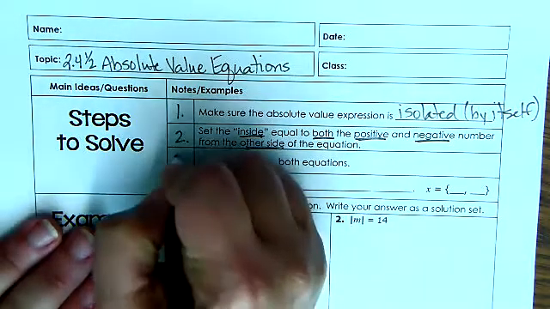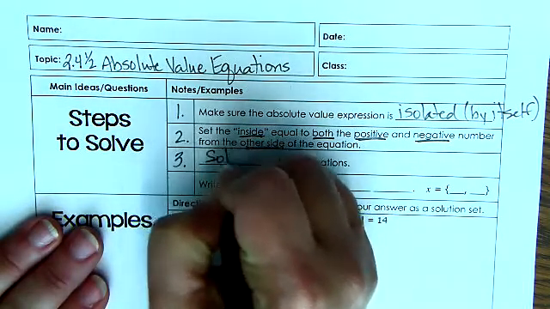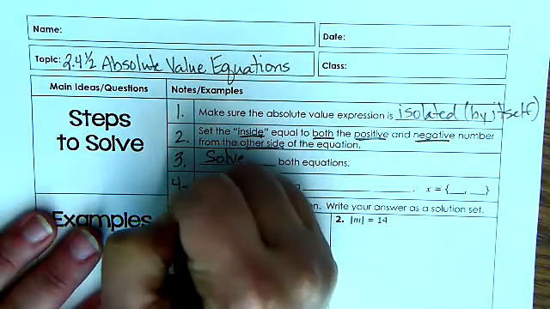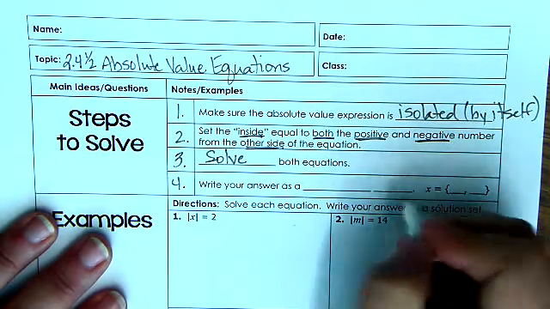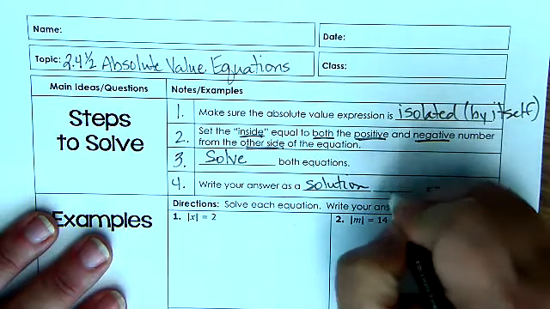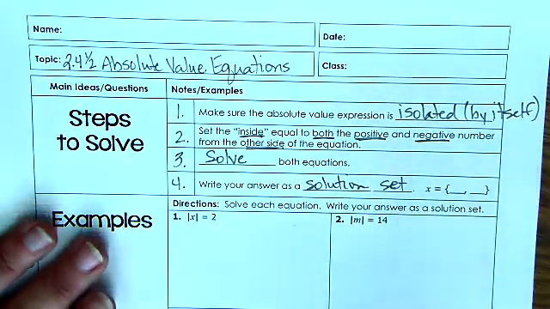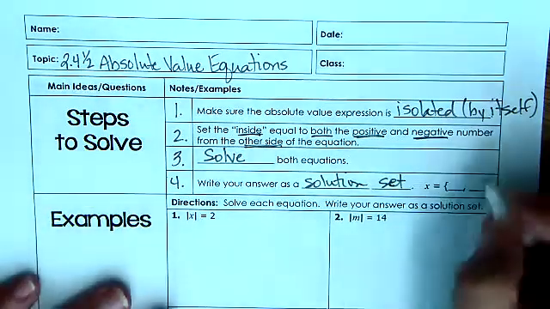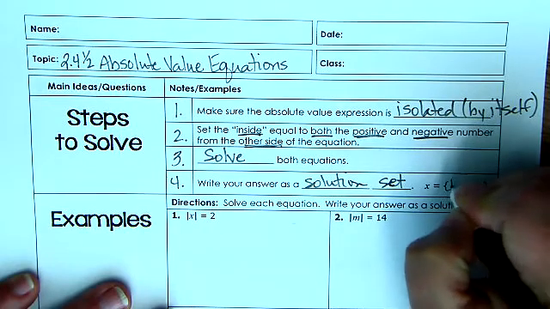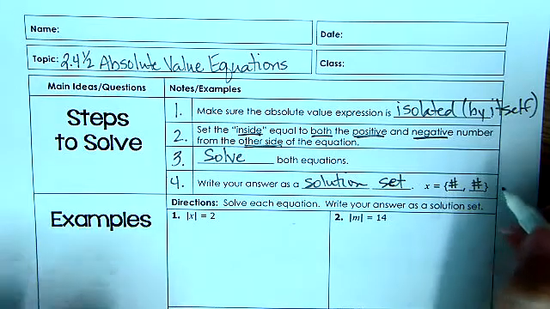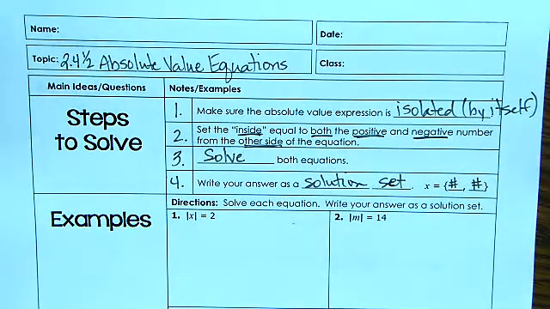Okay. Third step, solve both equations. Fourth step, write your answer as a solution set. And the reason that we do that is because you can possibly have more than one answer. So you're going to have a number here and a number here. And normally it's going to be one that's positive and one that's negative, but I'm not going to label that just because there's always special situations.